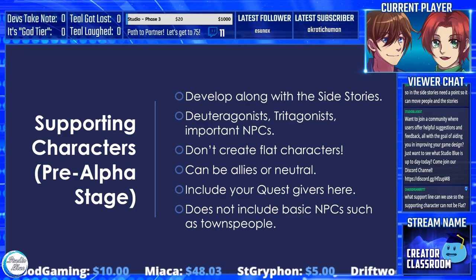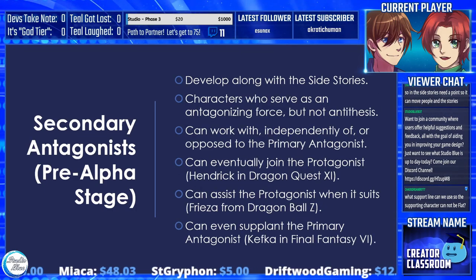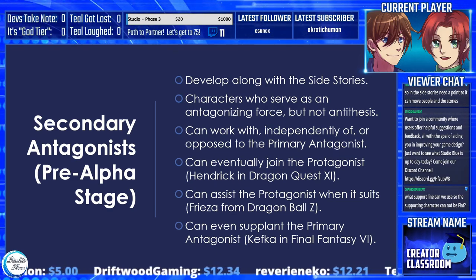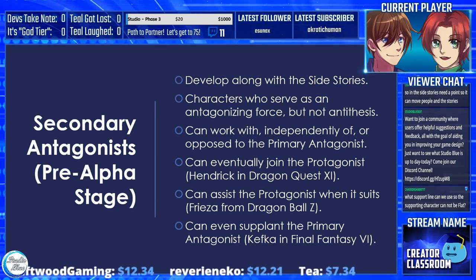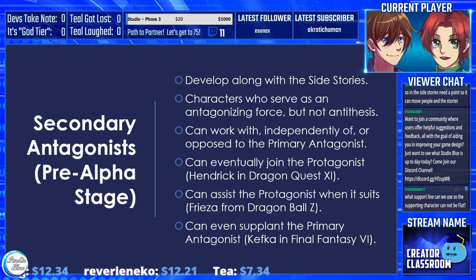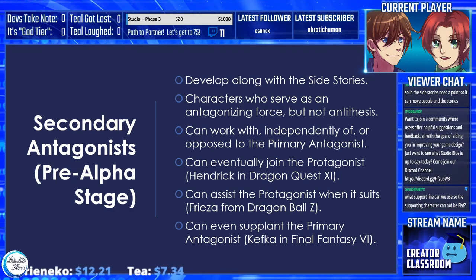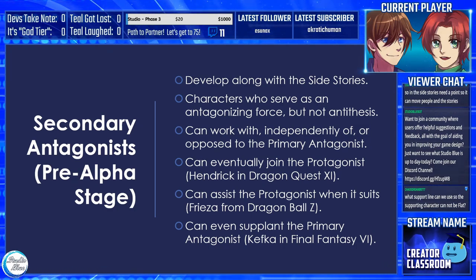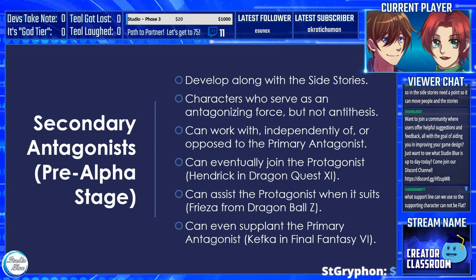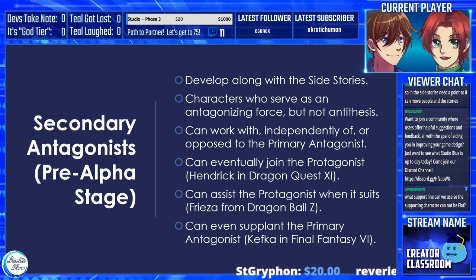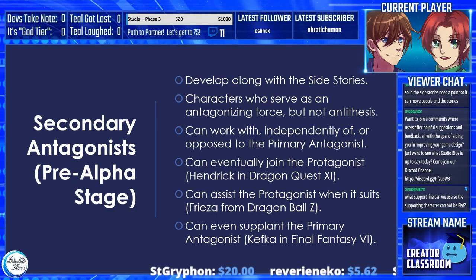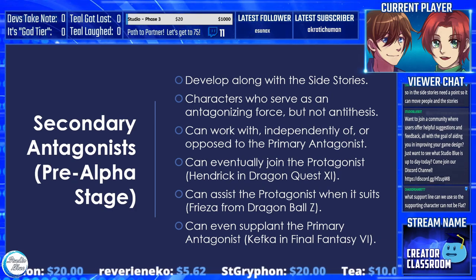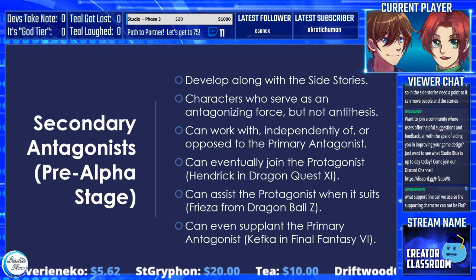Yeah, let's move on to secondary antagonists. You should develop these along with the side stories. These are characters who serve as an antagonizing force to the protagonist, but aren't the main antithesis of the story. These characters can work with the primary antagonist, they can work independently of them, or directly oppose them. They can eventually join with the protagonist, such as Hendrik becoming a hero in Dragon Quest XI, or assist the protagonist temporarily when it suits, such as Frieza from Dragon Ball Z.